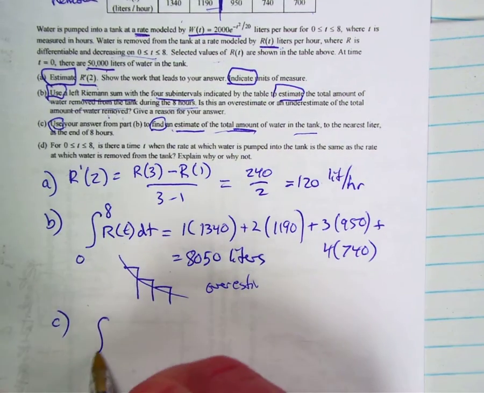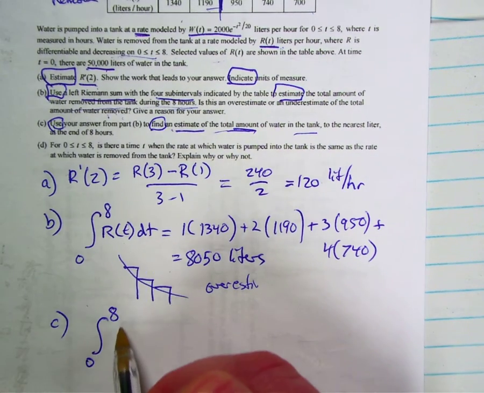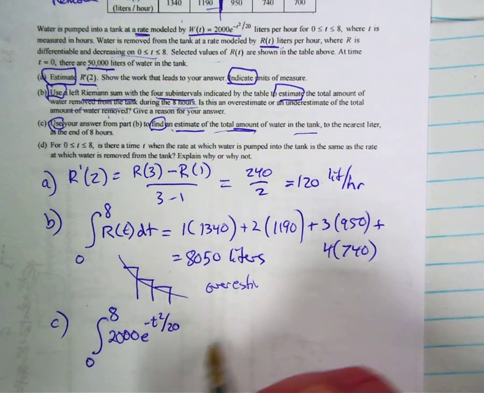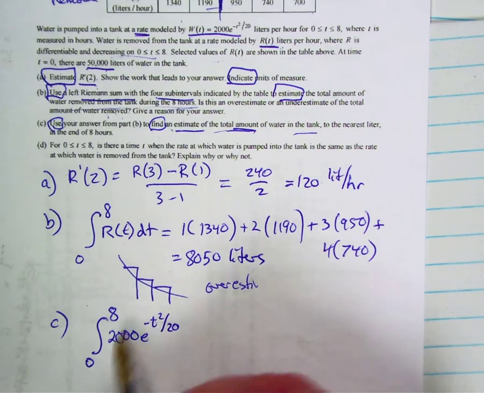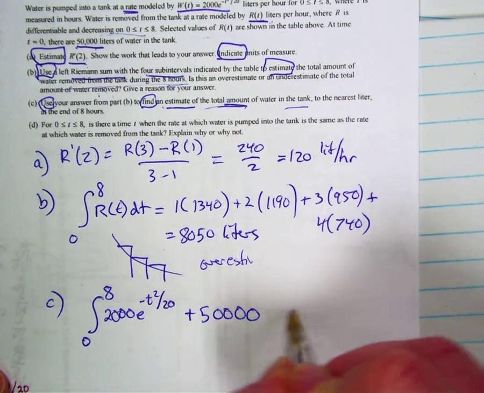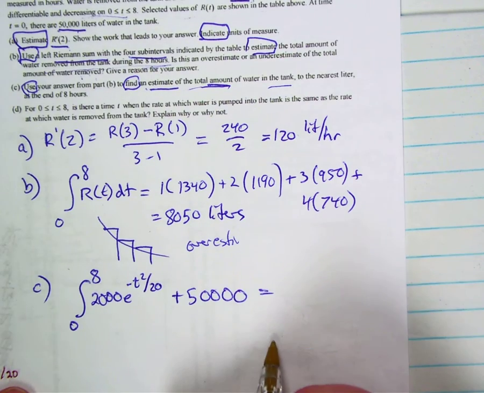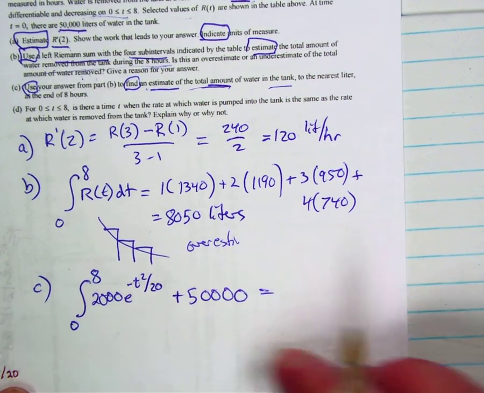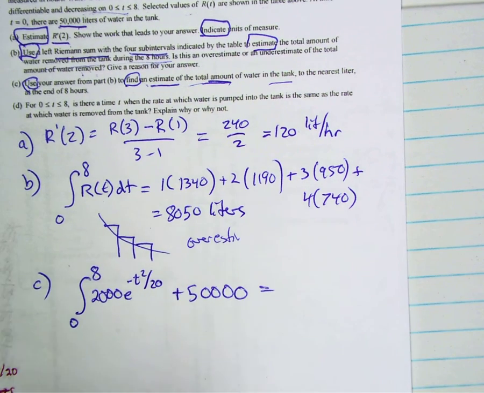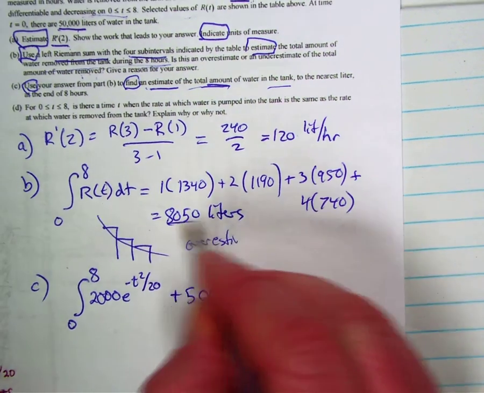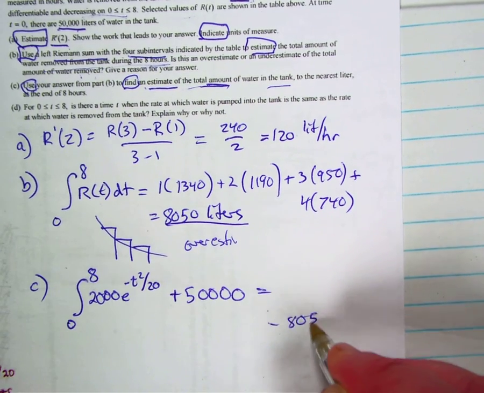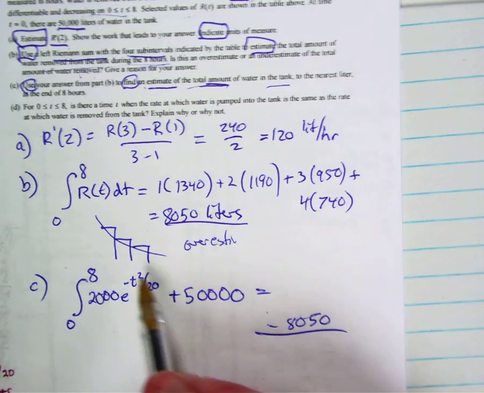So the total amount coming in is the integral of 2,000 e to the negative t squared over 20. That's the amount that comes in over the 8 hours. Plus there's 50,000 that we started with. So that tells you how much is in the tank. If we didn't ever pump any out, that's how much would be in the tank. And then from that, you have to figure out how much was taken out of the tank. Well, we know 8,050 was taken out of the tank. So whatever we get here, we subtract 8,050, and you get your number.